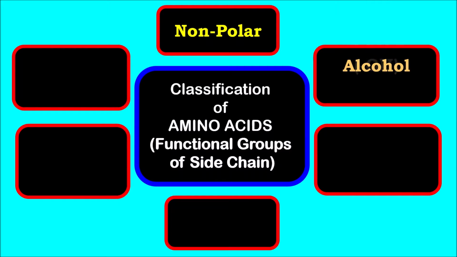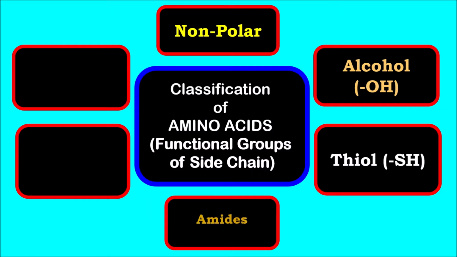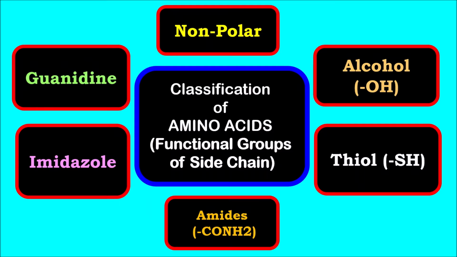Then we will see amino acids with side chain having alcohol, then side chain having thiol and thioether, that is sulfur containing amino acids. Then we will see amino acids containing amide functional group, that is CONH2. Then the amino acid containing imidazole ring as a side chain, we will see the structure of imidazole ring. And then guanidine as well as indole group. Okay, side chain having guanidine and indole group.